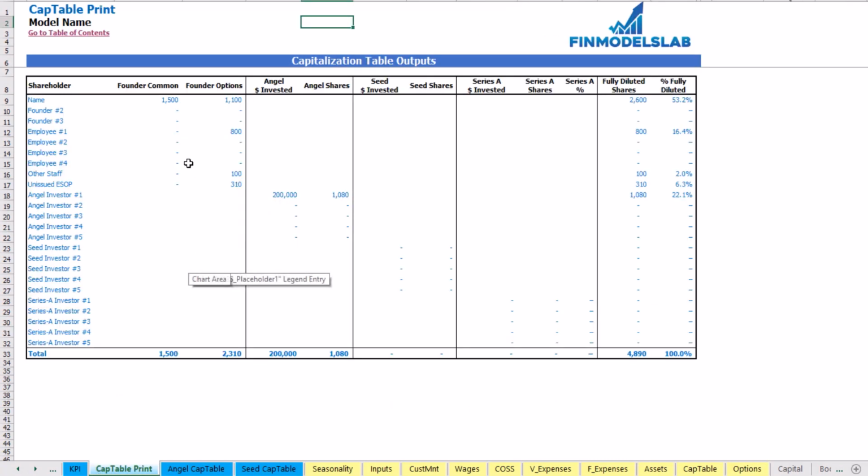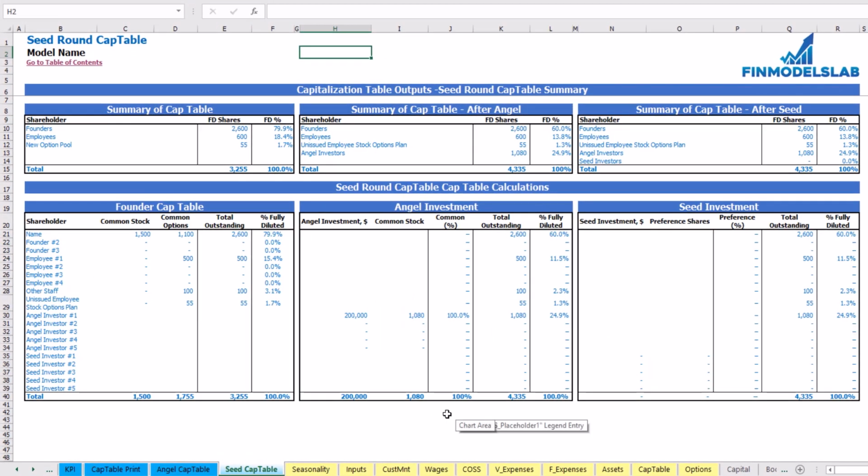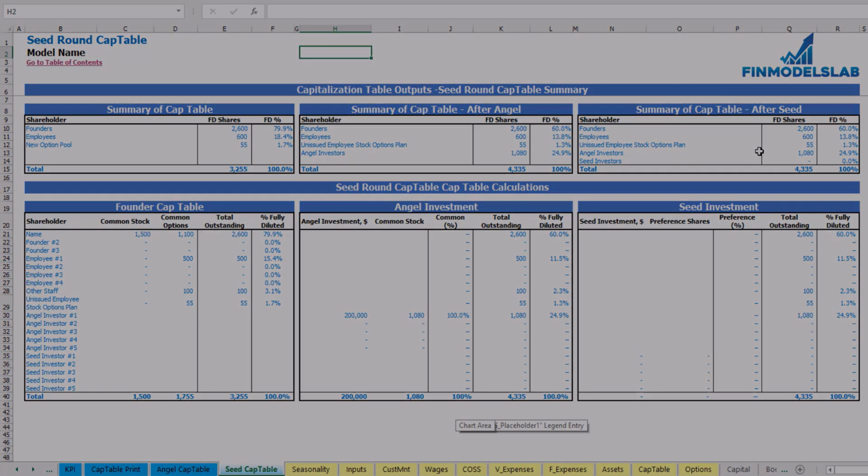This is cap table print, the detailization of funding, angel, seed and Series A round, more detailed angel cap table round, which is summary of cap table before angel, after angel, and the breakdown of investors by investor names, dilution, outstanding and common percentage. The same structure has seed cap table, it has founder cap table, angel investment and seed investment detailization, and on the top you can see the summary of cap table, after angel and after seed funding.